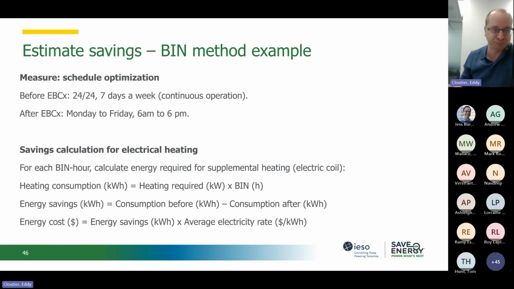So let's say, for example, that you discovered during recommissioning that this system was operating for no good reason 24 hours a day, when in the end, the occupants are only present 12 hours a day from Monday to Friday. The saving calculation with the bin method will therefore consist of calculating the reduction in heating demand on the heating coil for each outdoor temperature range and multiplying by the number of operating hours before and after the recommissioning to establish the energy savings.